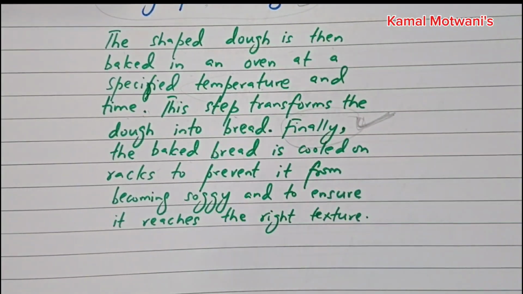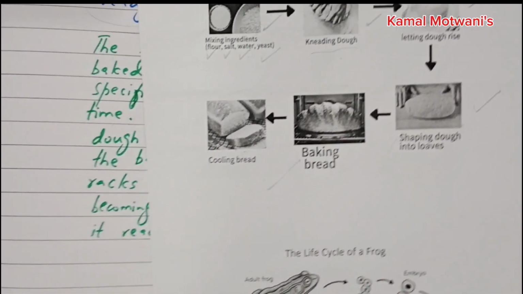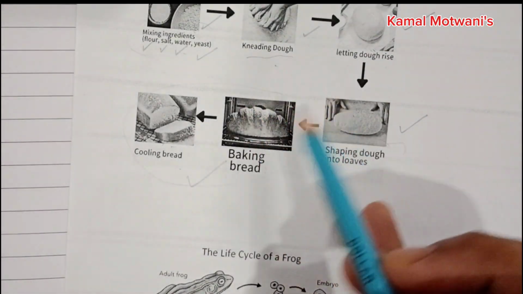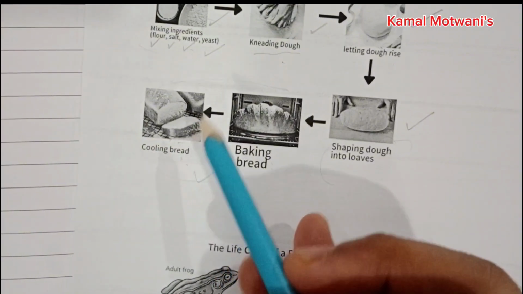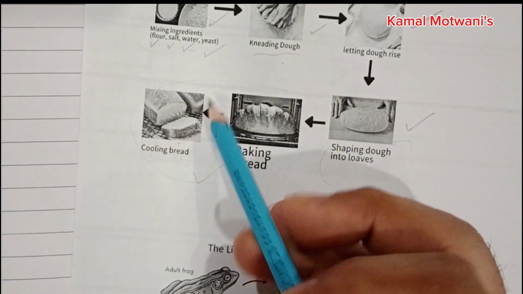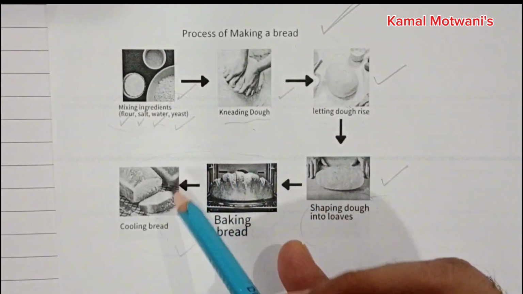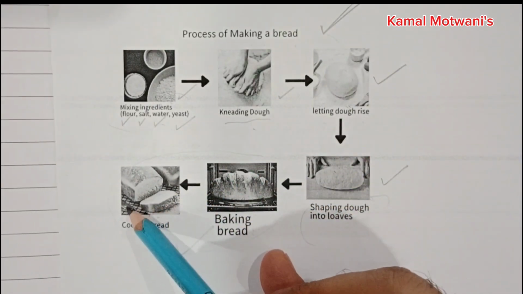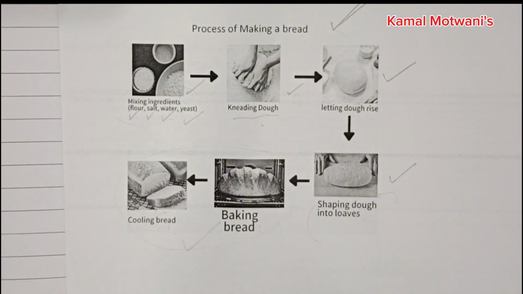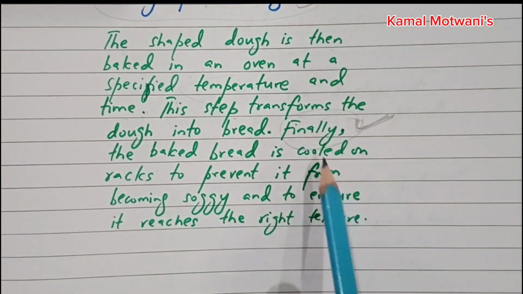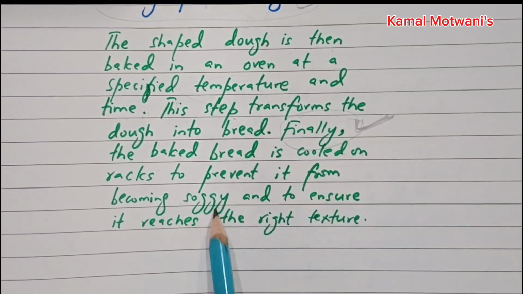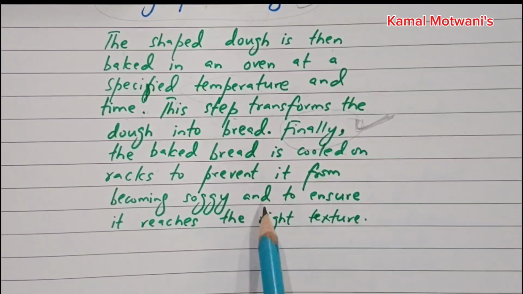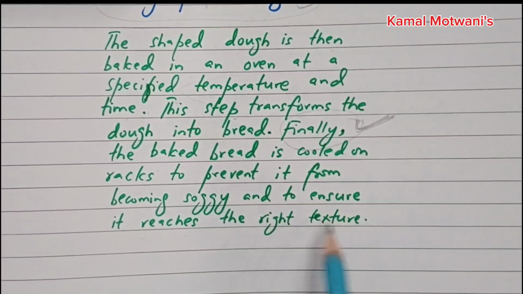Now, see why I have used the racks. Here you can see in the diagram the cooling bread process, but this bread is being cooled on the racks. Now in this diagram, I hope when I zoom it, it is clear that this bread is being cooled on the racks. These are the racks. Finally, the baked bread is cooled on the racks to prevent it from becoming soggy and to ensure it reaches the right texture.